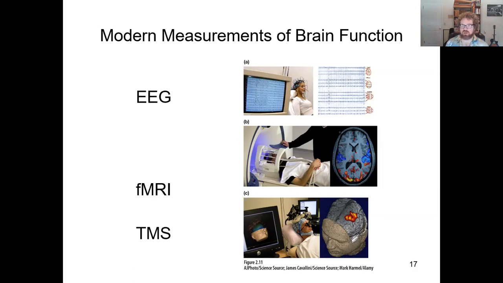And these are some of the more well-known methods. There are certainly other methods out there, like CAT scans, for example, which are basically just 3D x-rays. There are SPECT scans. I don't know as much about SPECT scans, but EEG, fMRI, and TMS are three of the major imaging methods that your textbook talks about that allow us to study the brain without having to rely upon brain damage, which is a good thing.